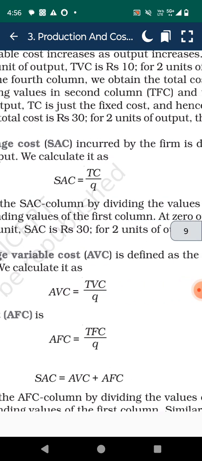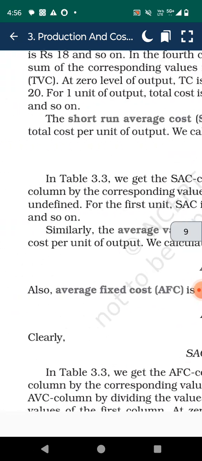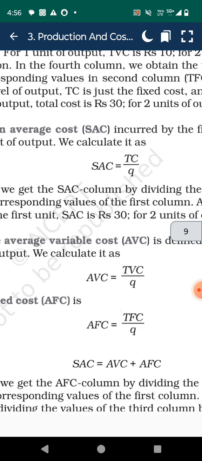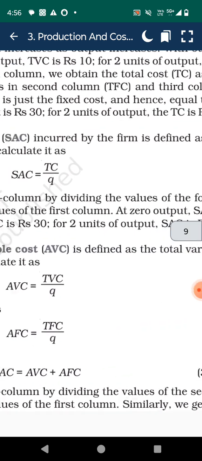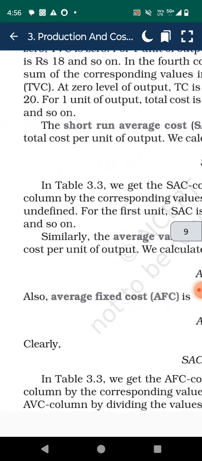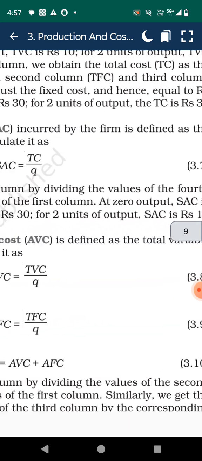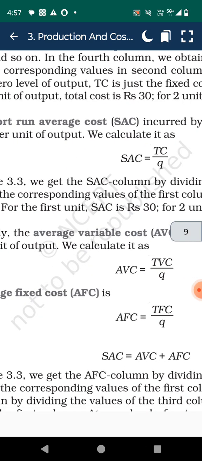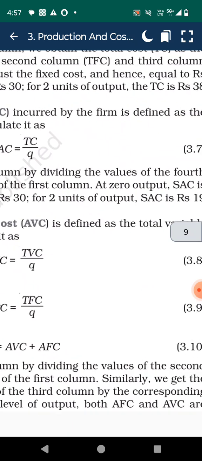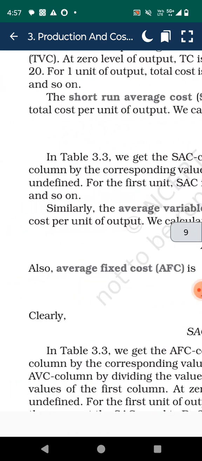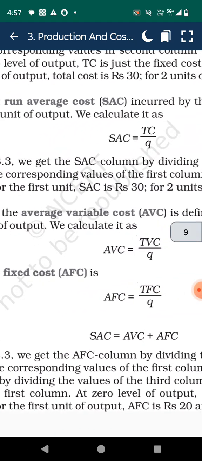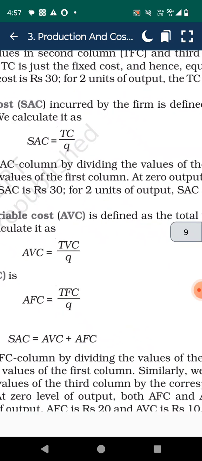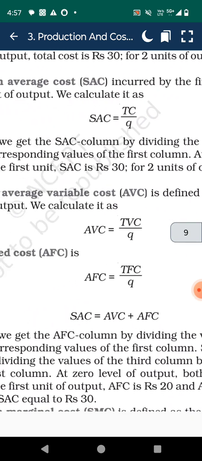In the fourth column, we obtain the total cost as the sum of the corresponding values in the second column and the third column, TVC. At 0 level of output, total cost is just fixed cost and hence equal to 20. For 1 unit, the total cost is ₹30, and for 2 units, the total cost is 38.